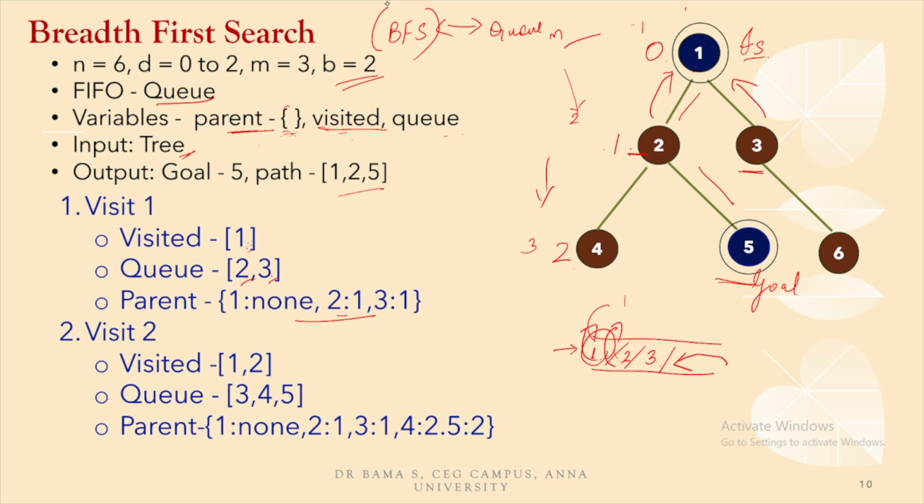In step 2, after 1 in the queue, 2 is standing first. So 2 gets visited and once it gets visited it expands into 4 and 5. So this 4 and 5, if the order is first left and then right, it would go here: 3, then 4 and 5. That is what is given here, 3, 4 and 5, that is the queue, and the parent of 4 and 5 is 2, which is given right here. So after the second step, this is the result.